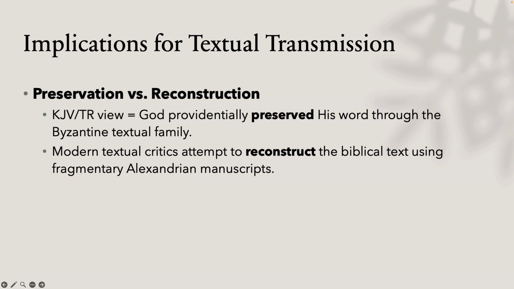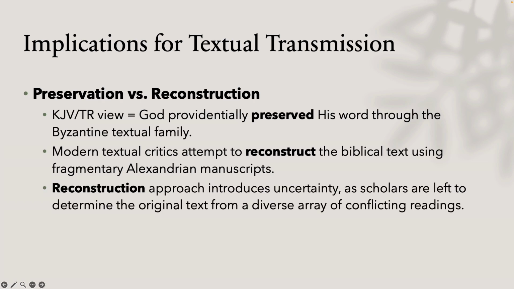And the inconsistencies might even be in the type of words that are used as well. So not necessarily just full verses, but the majority of variance is certain wording that we find. So the reconstruction approach introduces uncertainty. Scholars are left to determine the original text from a diverse array of conflicting readings. So again, that's the difference.